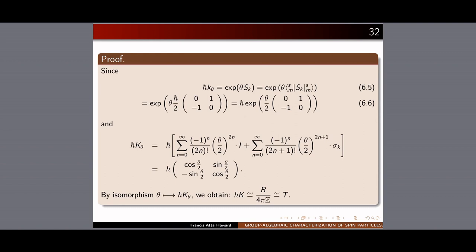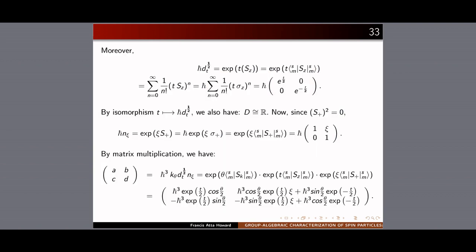Now, I also considered the diagonal element, which is the SZ. The diagonal element of the matrix, when we find the exponentiation of it with respect to t, we get e to the t over 2, 0, and e to the negative t over 2. And this is also isomorphic to the real numbers that we are aware of.